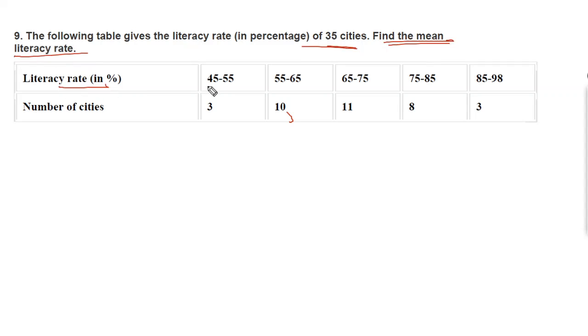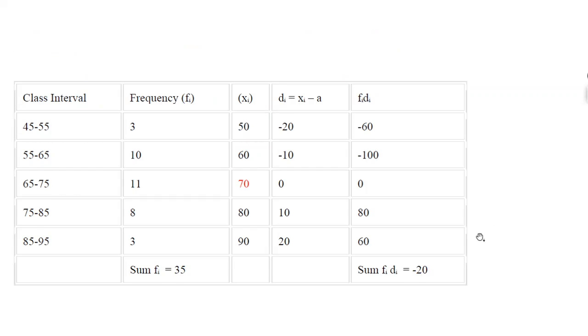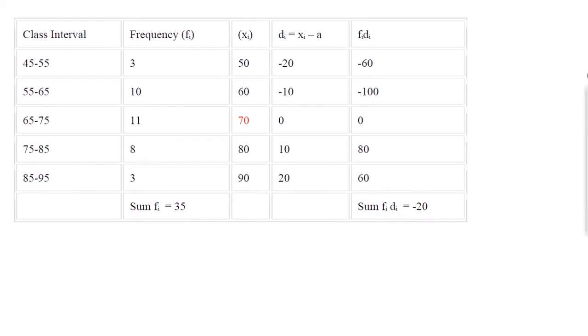Literacy rate 45 to 55, that is percentage, 55 to 65, 65 to 75, 75 to 85, 85 to 95, like this. Number of cities are there, 3. So these are the fi and these are the class interval. Okay, so let's write this data on a table. Here we have written the table. So class interval is given to us, we have just copied it. Frequency is also given to us, we have just copied it.